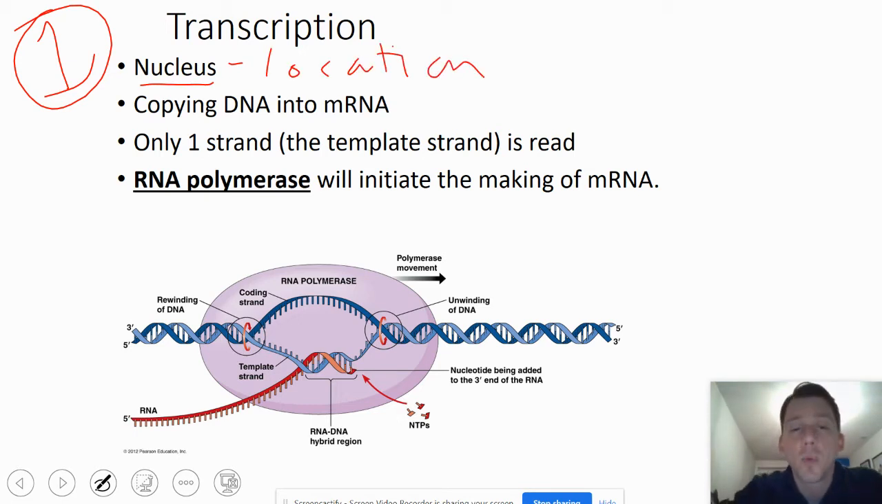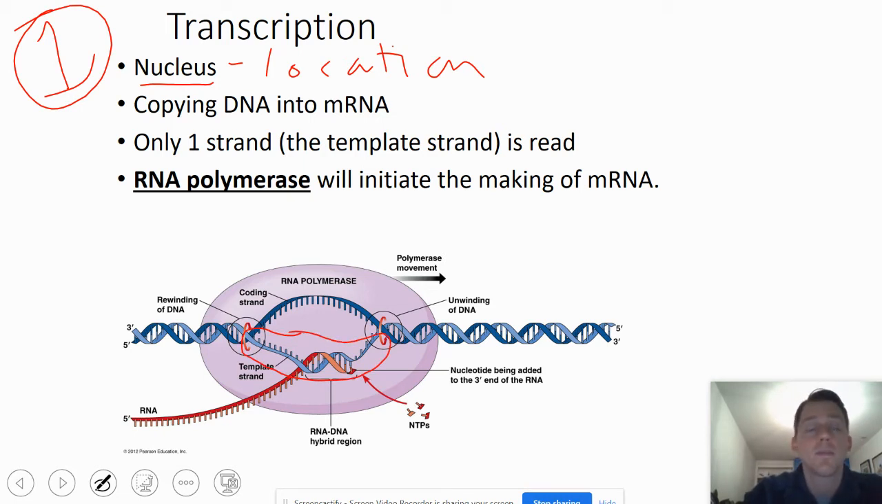Transcription is when we copy the DNA into mRNA. Remember what the M stood for? The M stands for messenger RNA. Only one strand of the DNA is read. You can see that in the picture, right? How only that bottom strand of DNA is actually being read.